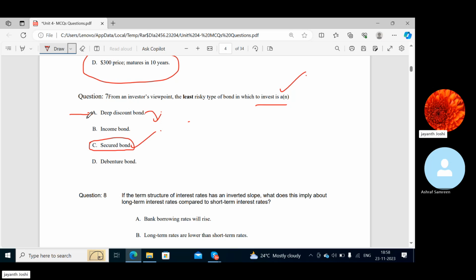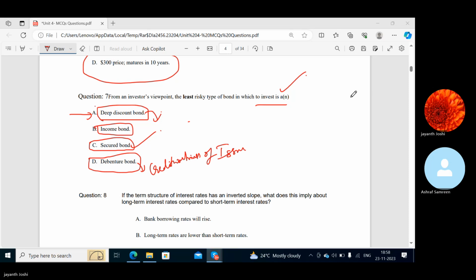Who knows whether this is an asset backed security or not? The zero coupon bond, they did not say it has some asset backup, right? Income bonds are dependent on earnings. Secured bonds have security backup. Debenture bonds are secured just by the creditworthiness of the issuer. But a secured bond has asset backup.